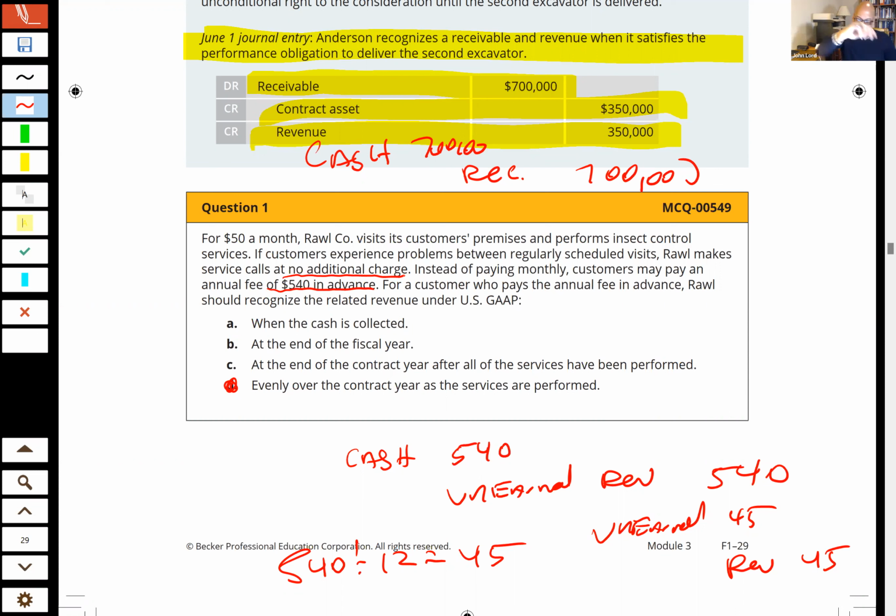Well, I guess they didn't say monthly service, but I'm assuming it's monthly because they said they could pay monthly. I mean, I assume in between visits, these guys are coming once a month. Isn't that usually when pest control comes? Okay, if you're going to come every other month, then this would be divided by 6, right? But they didn't ask us for numbers. It just said simply evenly over the contract year as the services performed, whatever it is, right? If it was bi-monthly, then I should divide this by 6, right?